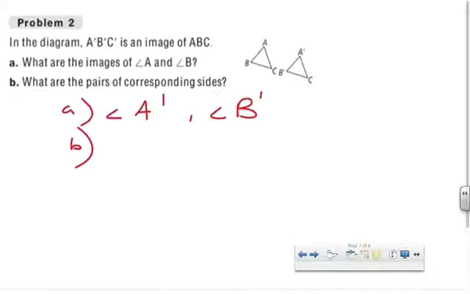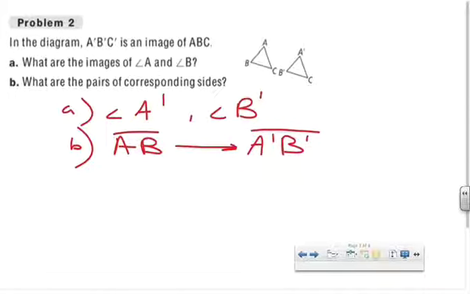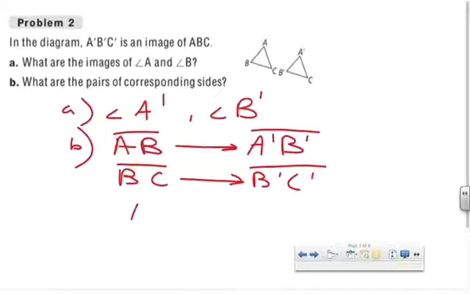Pairs of corresponding sides is going to sound very familiar. We did this before when we were talking about congruent triangles. It's the same exact idea. Segment AB corresponds to segment A prime, B prime. And you've probably already figured out the other two. Segment BC corresponds to B prime, C prime, and AC to A prime, C prime.